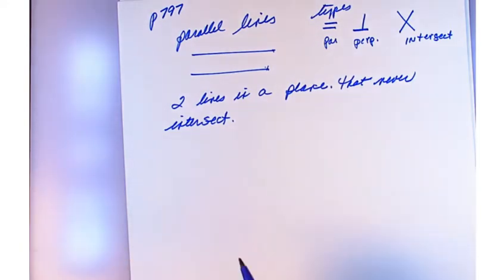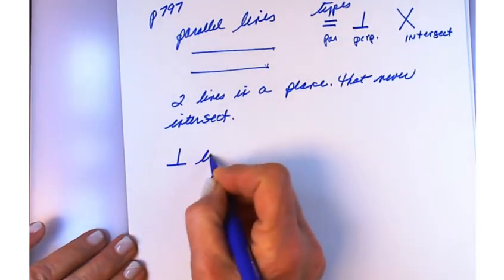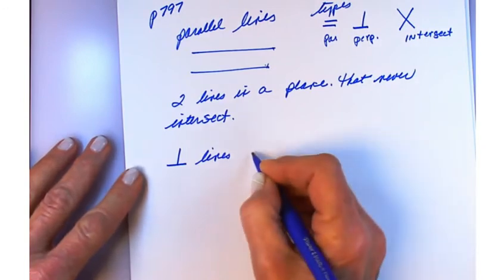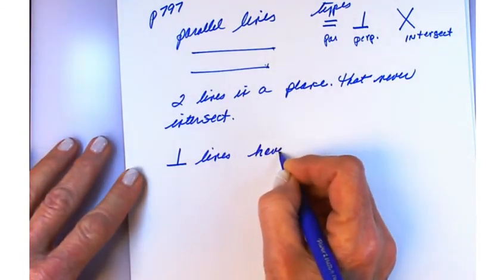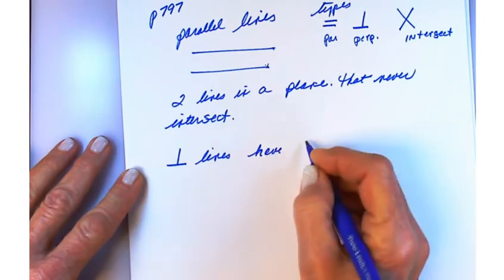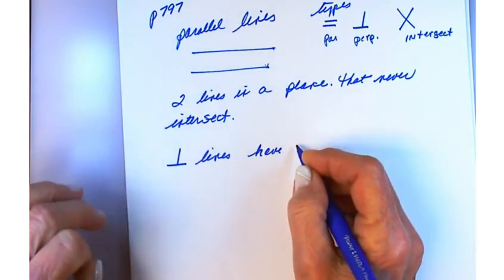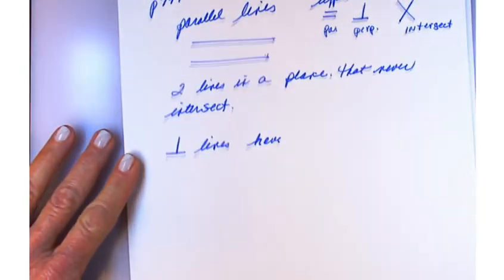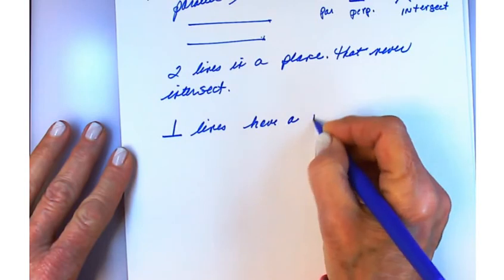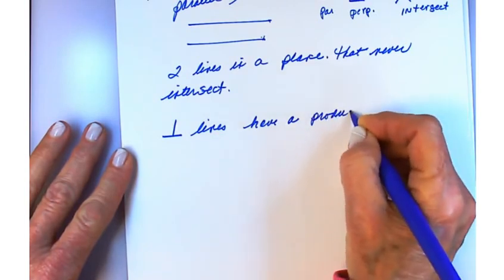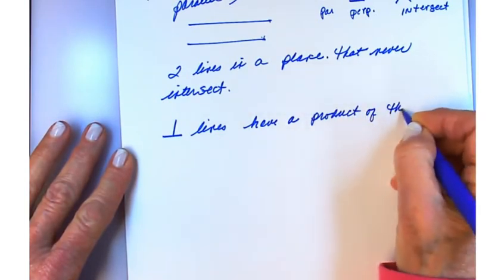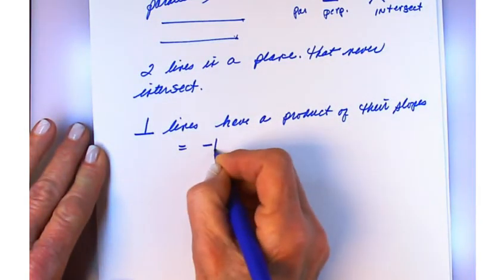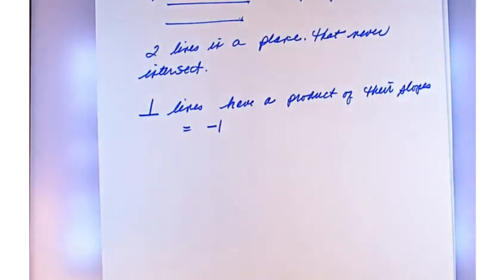Perpendicular lines, this means perpendicular. Perpendicular lines have the product of their slopes equal to -1. Perhaps that's not said as nicely as I would like it to.